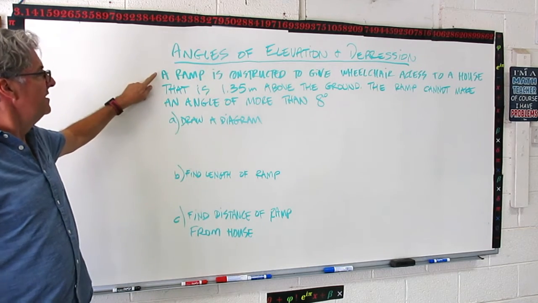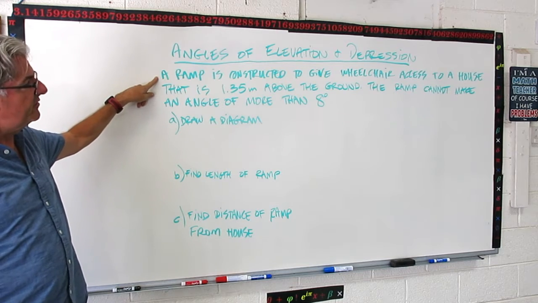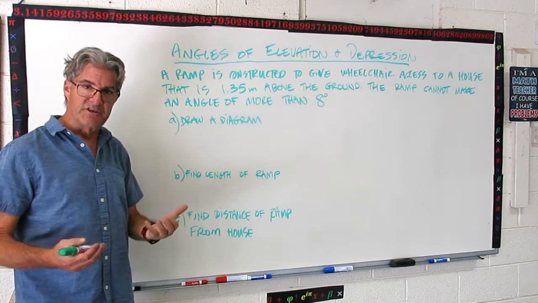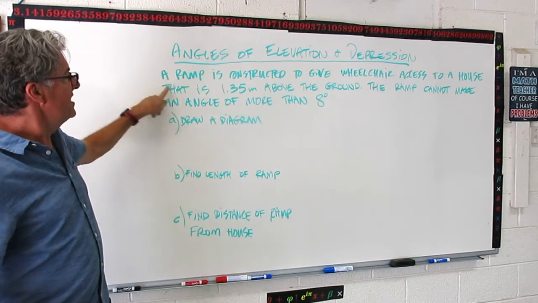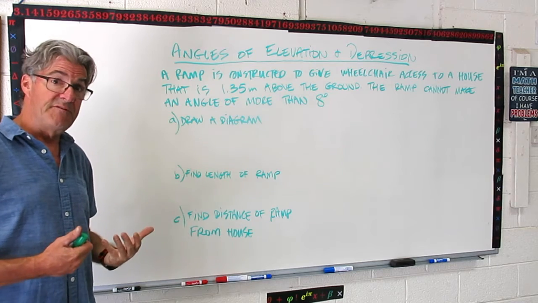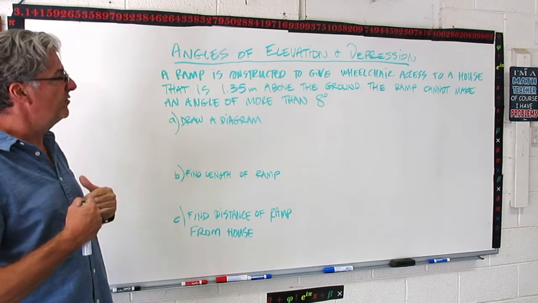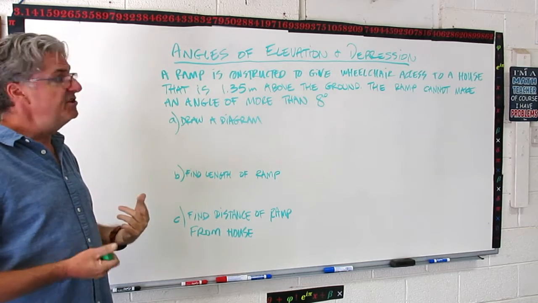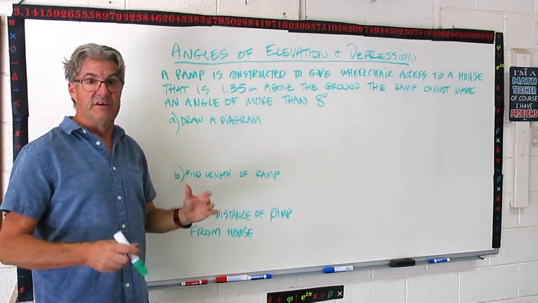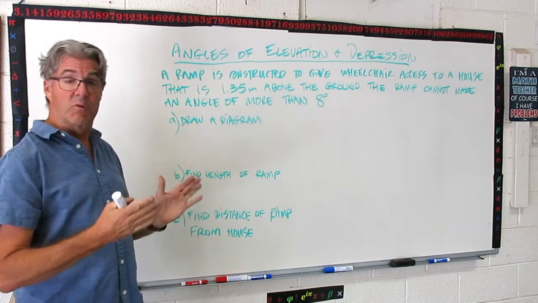Here's the problem. A ramp is constructed to give wheelchair access to a house. Can't go upstairs in a wheelchair. The house is 1.35 meters above the ground. And here's a condition that's important. The ramp cannot make an angle of more than 8 degrees. We don't want a super steep ramp for our wheelchair.